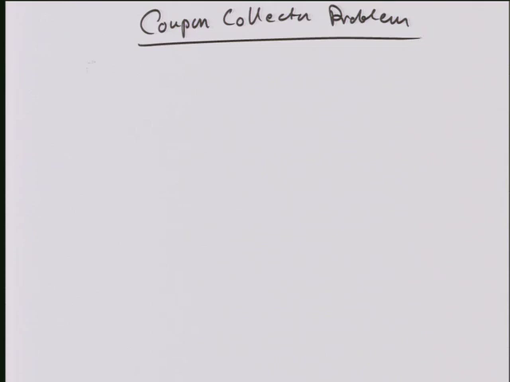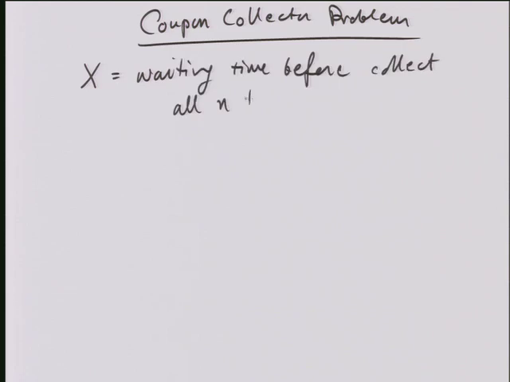So x is the waiting time before you collect all n types of cards. If you try to write out the probability distribution function of x, it's pretty complicated. But on the other hand, it turns out we can compute the expected value of x very easily.